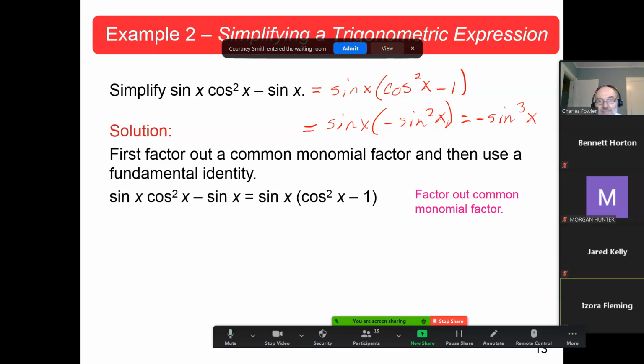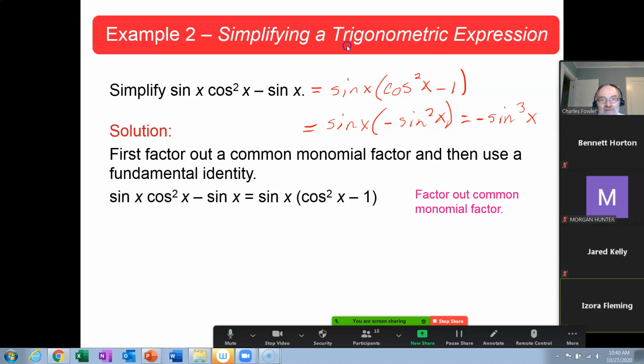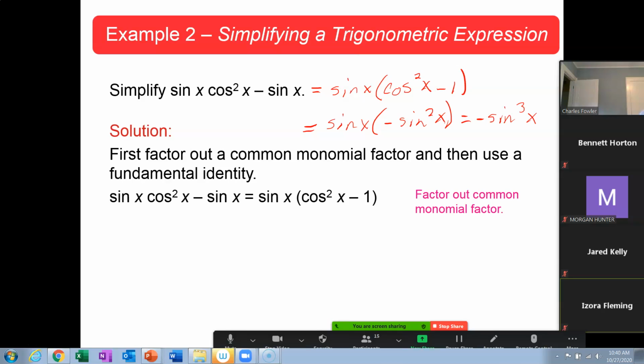So that would be... oops, and here comes Courtney. Good deal. We got Courtney here now.